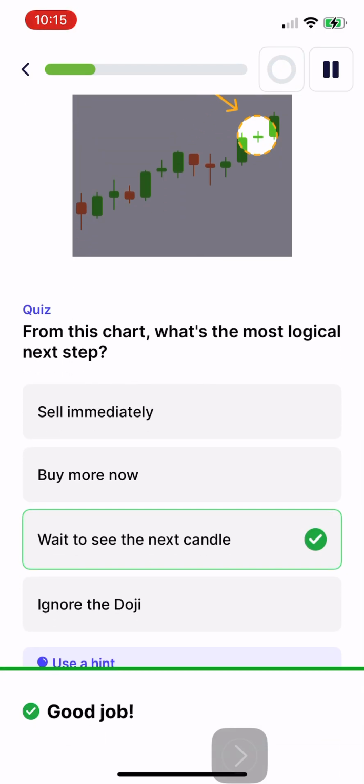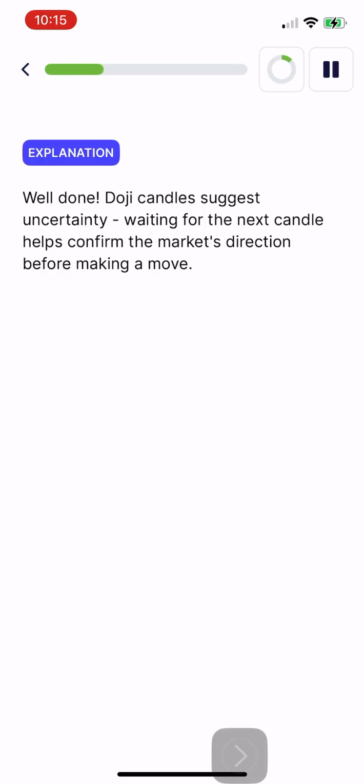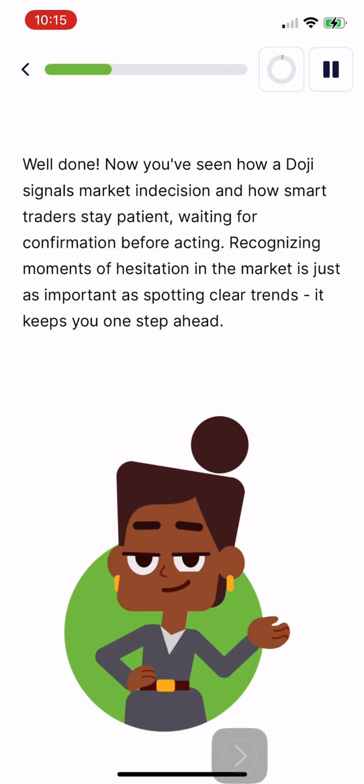Yes, you're right. Well done! Doji candles suggest uncertainty. Waiting for the next candle helps confirm the market's direction before making a move. Now you've seen how a doji signals market indecision and how smart traders stay patient, waiting for confirmation before acting. Recognizing moments of hesitation in the market is just as important as spotting clear trends. It keeps you one step ahead.